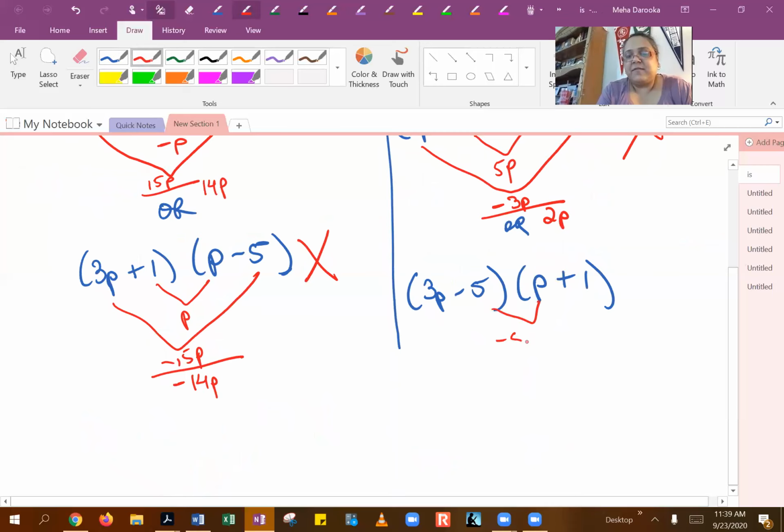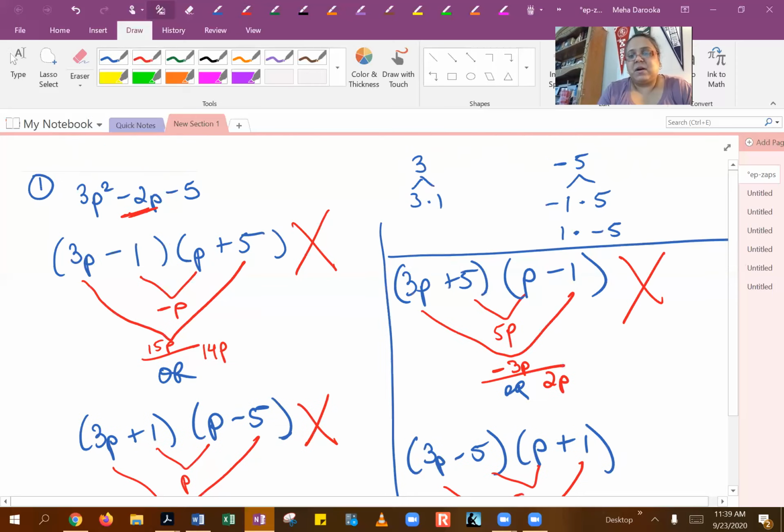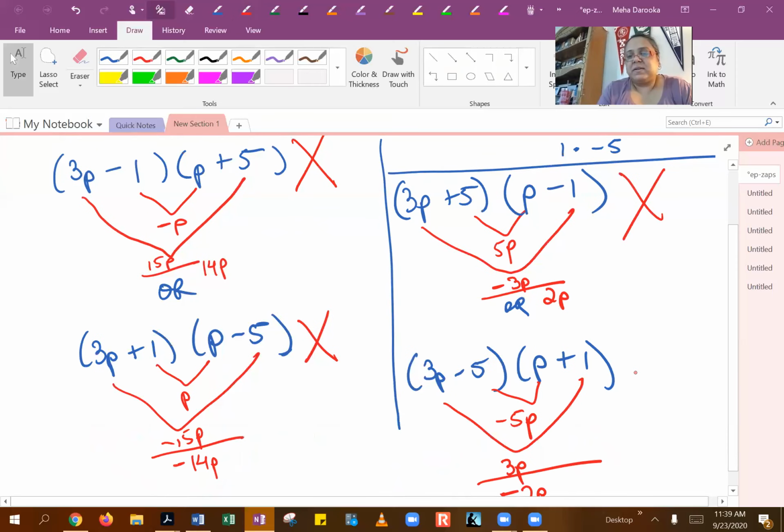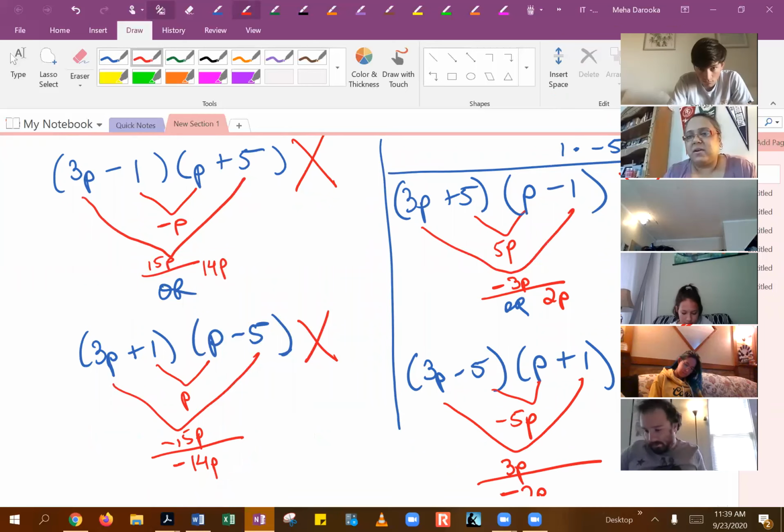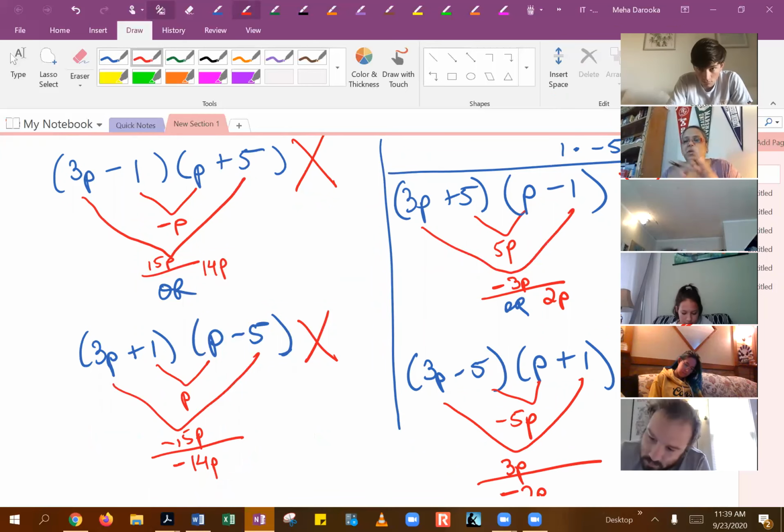So negative 5p, positive 3p, and let's see, when you add them, you get negative 2p, which was our middle term. So that's the combination that works out. So that's basically the trial and error method, where you keep switching either the signs or the actual position of the numbers and then see which combination is going to work out.